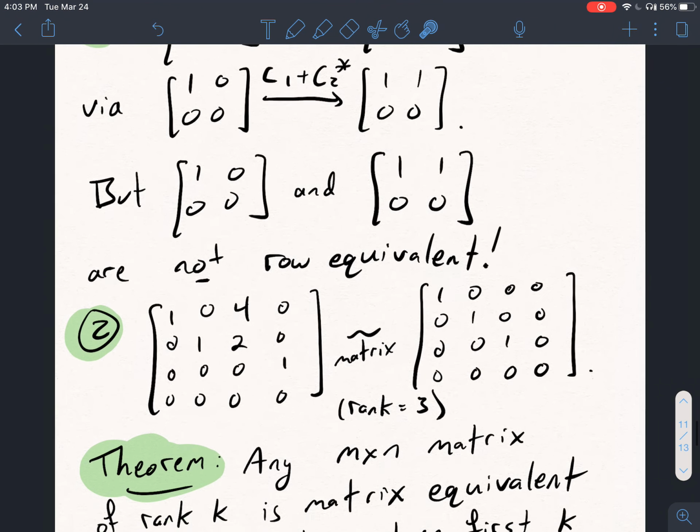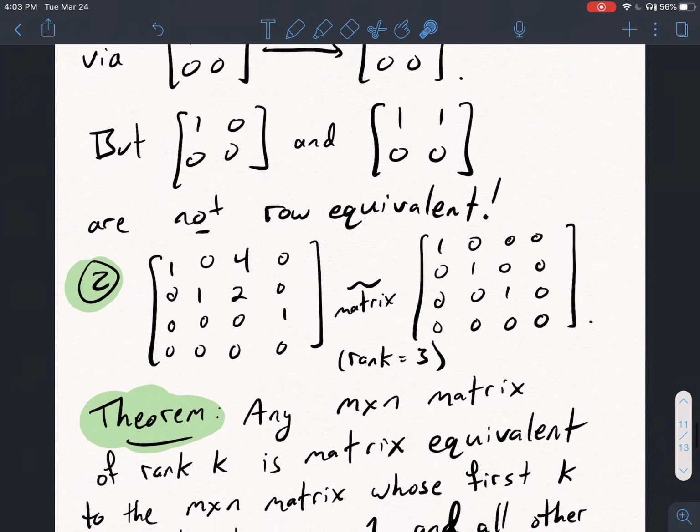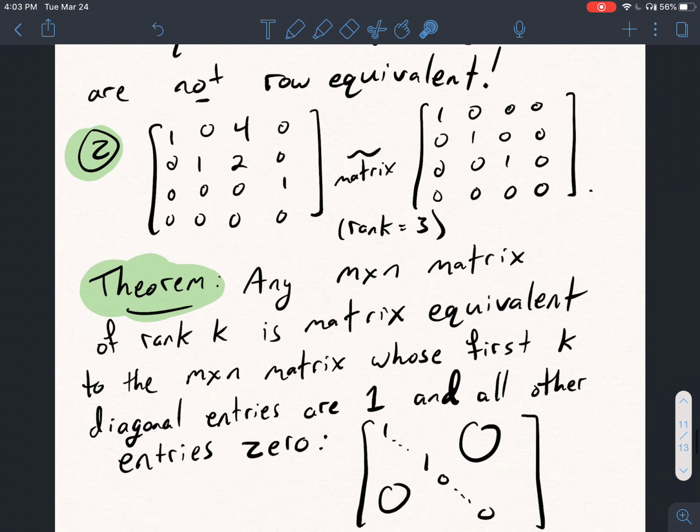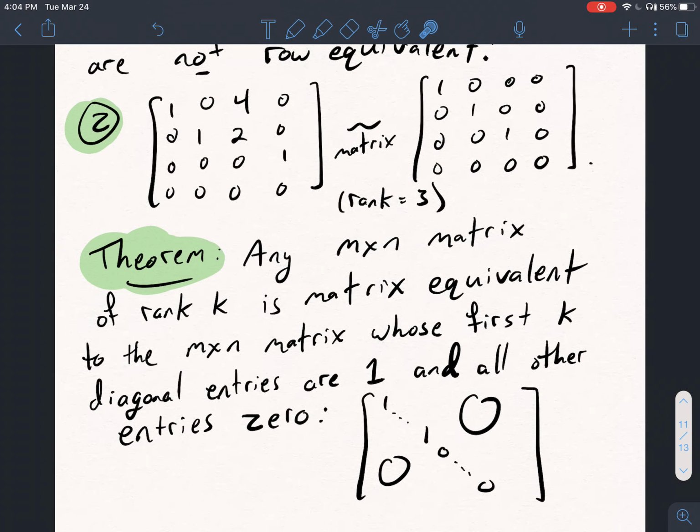And so this is a general theorem that holds. Any m by n matrix of rank k is matrix equivalent to the m by n matrix whose first k diagonal entries are 1 and all other entries are 0. So in this general picture, we have 1s along the diagonal, k of them if our matrix is rank k, and then everywhere else is just going to be a 0. I got a little bit lazy and just put some big zeros on the off diagonal to represent that everywhere off the diagonal is just zeros.